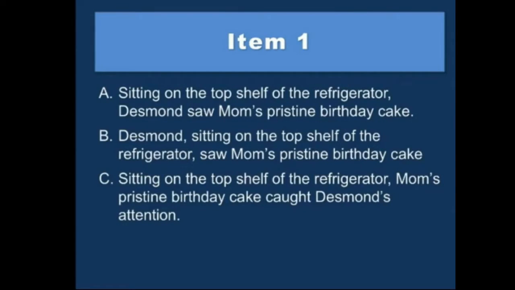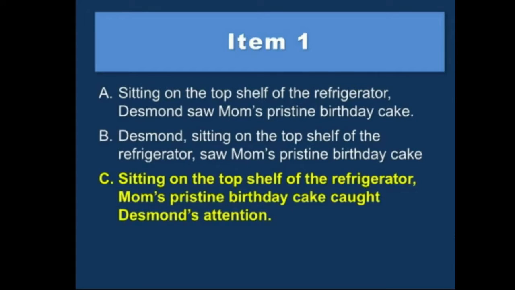Item 1. Which has the correct modifier? Is it A, sitting on the top shelf of the refrigerator, Desmond saw Mom's pristine birthday cake? Letter B, Desmond, sitting on the top shelf of the refrigerator, saw Mom's pristine birthday cake. C, sitting on the top shelf of the refrigerator, Mom's pristine birthday cake caught Desmond's attention. Letter C makes the most sense. The birthday cake is sitting on the top shelf of the refrigerator.